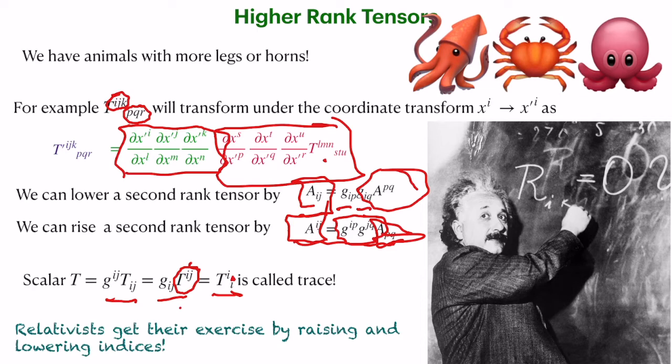So you see that raising and lowering indices of a tensor is very common, and relativists are very fond of it. It is their routine exercise. Daily calories are burned by raising and lowering the indices to remain fit always in the tensor analysis.